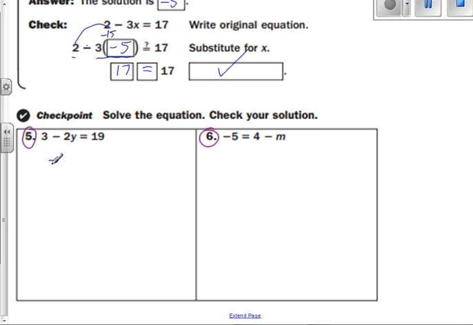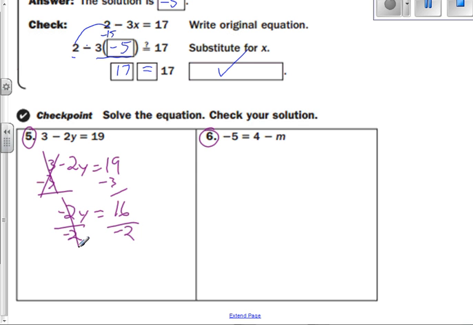All right, welcome back. So let's write our problem here. 3 minus 2y is equal to 19. Subtract 3 from both sides. Gives me 0 on the left. I'm left with negative 2y is equal to 16. Divide both sides by negative 2.